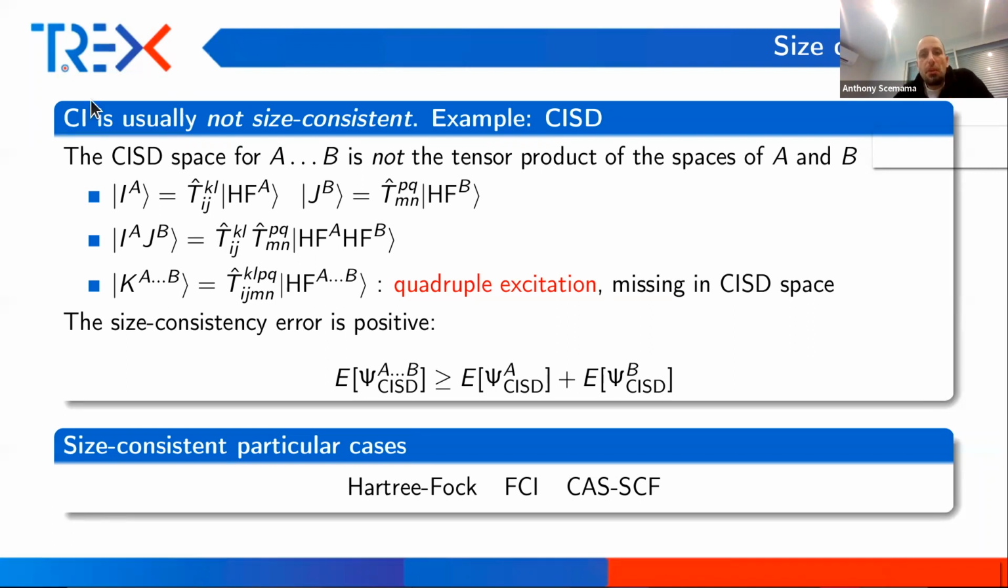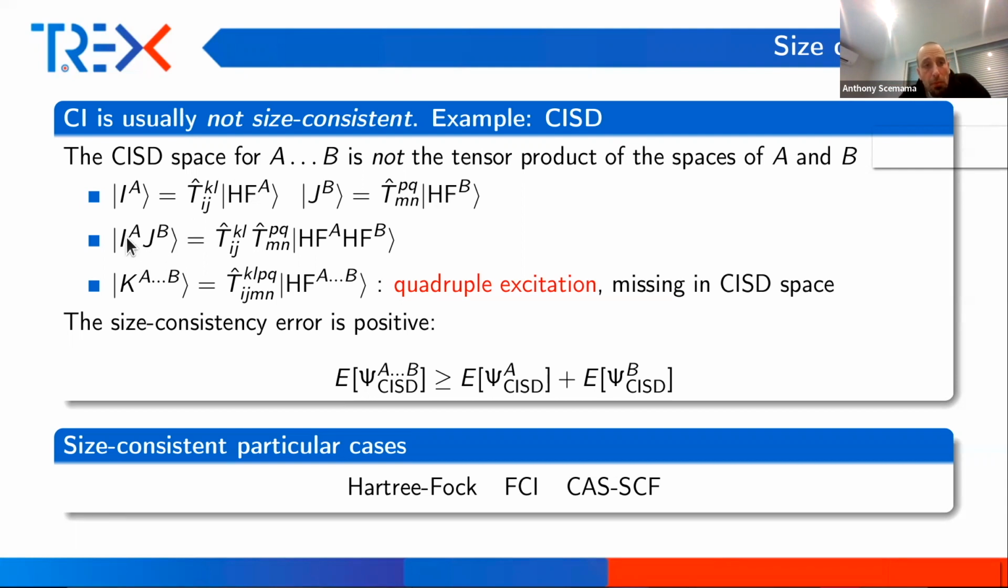So we can take here the example of CI with single and double substitutions. If you want to check it, you can take the system AB stretched very far, you localize your orbitals on A and B, and you build the CISD space. So if you take system A, you will apply all the single and double excitations on the Hartree-Fock determinant of A, okay? And you do the same for B.